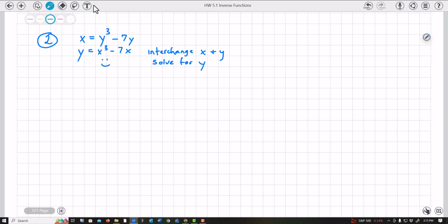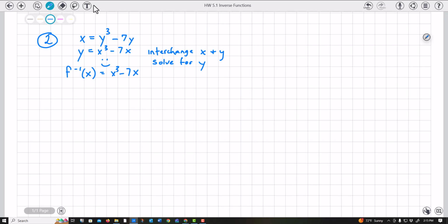Well, this one is solved for y. A lot of times we write the inverse on the last step as f to the negative 1, okay, inverse, and that gives me my inverse equation.